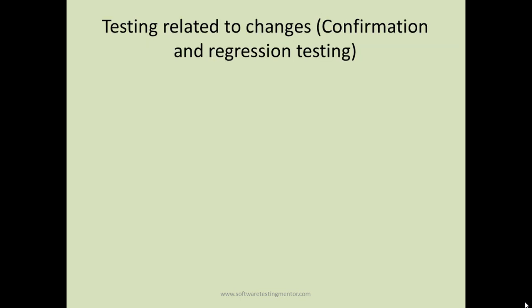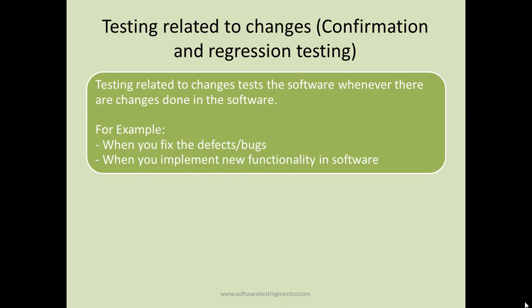Then testing related to changes, which is also known as confirmation testing or regression testing. Testing related to changes tests the software whenever there are changes done in the software, for example, when you fix defects or bugs, or when you implement new functionality in the software. When is a change done in the software? It's only in two cases: when you are implementing a new functionality or there is a defect which needs to be fixed. These are the two scenarios when you change the code in the software.